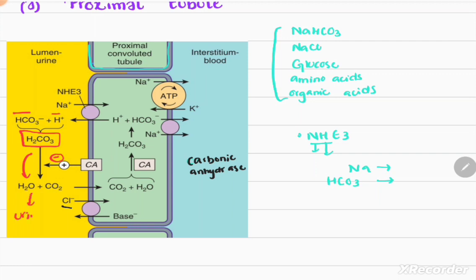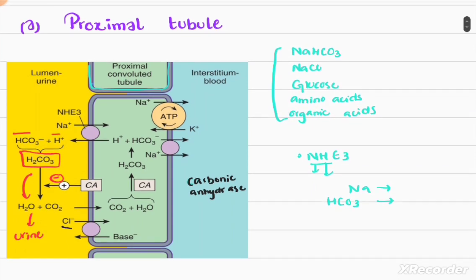So this is how we are getting rid of the excess bicarbonate. Along with that, there will be loss of water as well, and this is how it acts as a diuretic. However, there are some drawbacks that are associated with the carbonic anhydrase inhibitors.